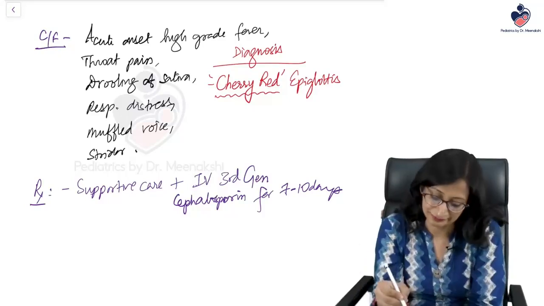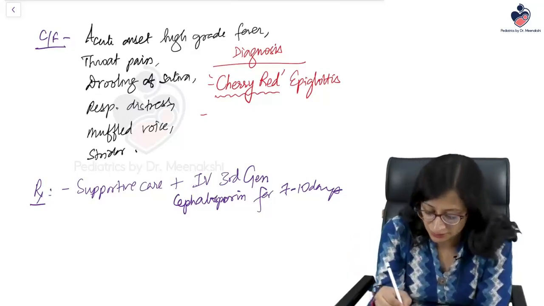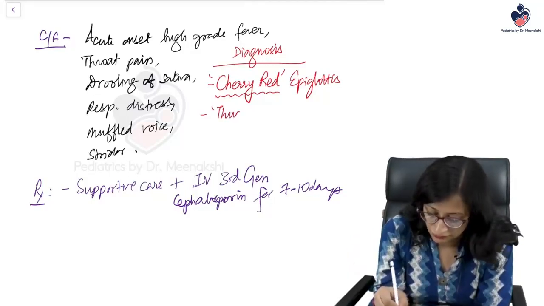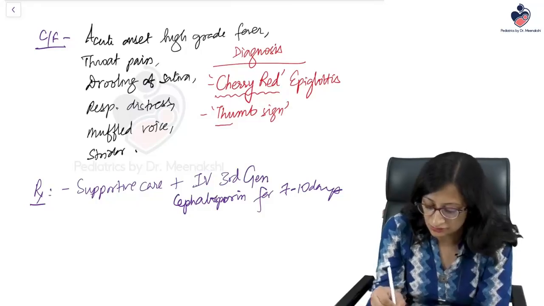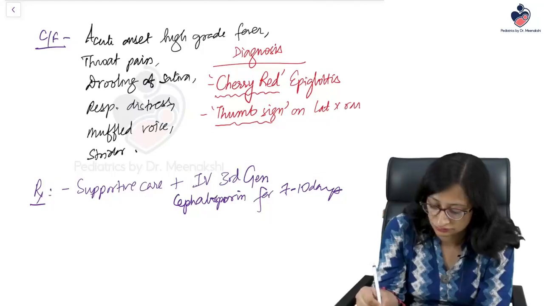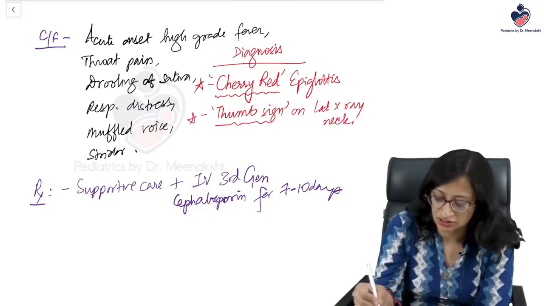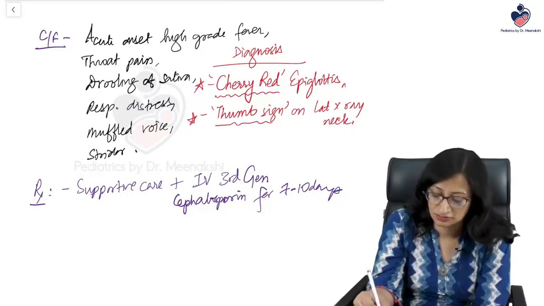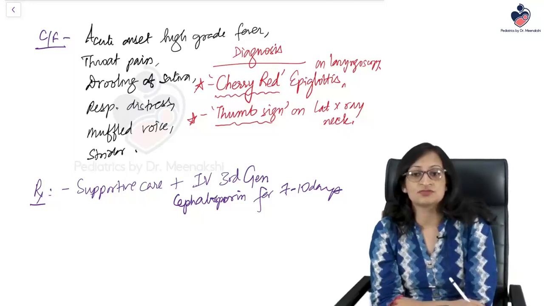Okay. And on lateral x-ray neck, you can get thumb sign due to swollen epiglottis. So, thumb sign on lateral x-ray neck. Okay, so cherry red epiglottis on laryngoscopy and thumb sign on lateral x-ray neck. So that is about acute epiglottitis.